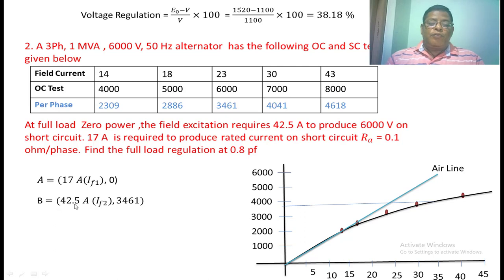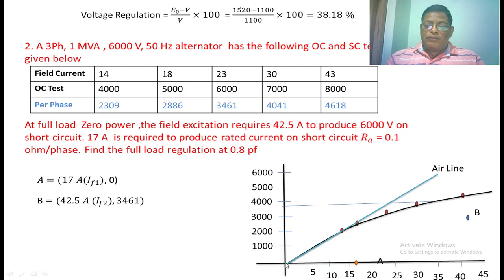that is 42.5 amperes, and here 6000 volts, this is line voltage divided by root 3, we are getting 3461 volts. Now first you have to locate the point A. This is point A. Then you have to locate the point B. Because the field current is given, the voltage is given, so we can easily locate the point B on this graph. This is the point B.